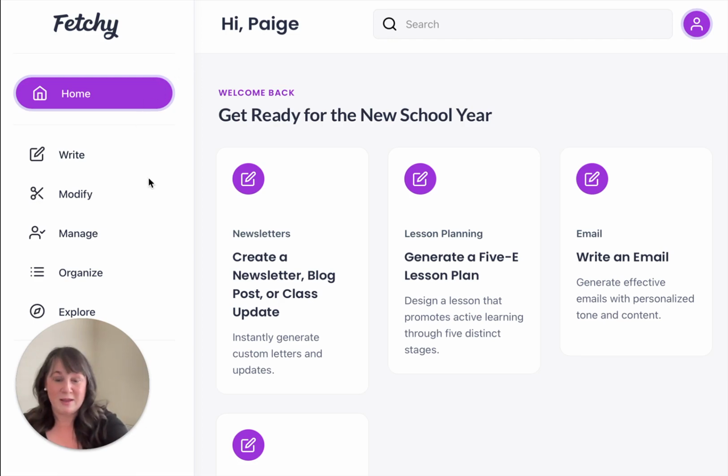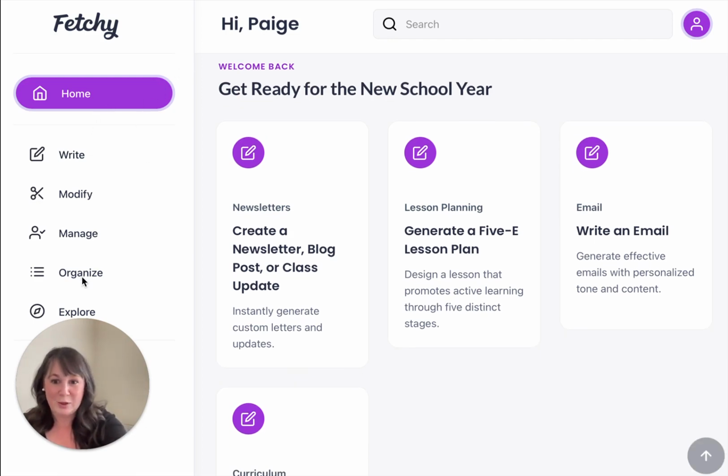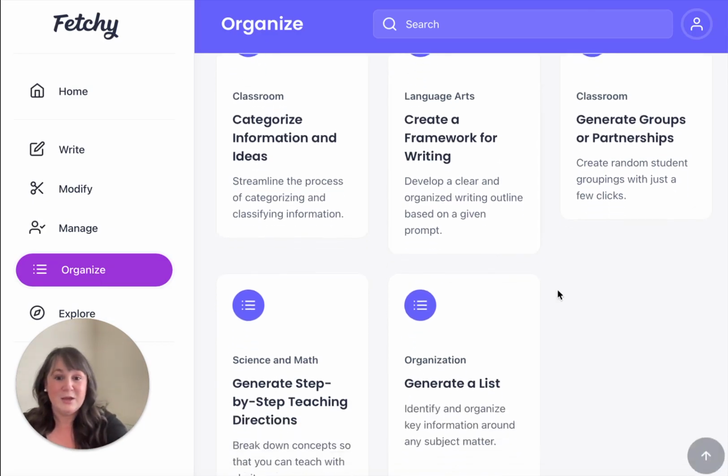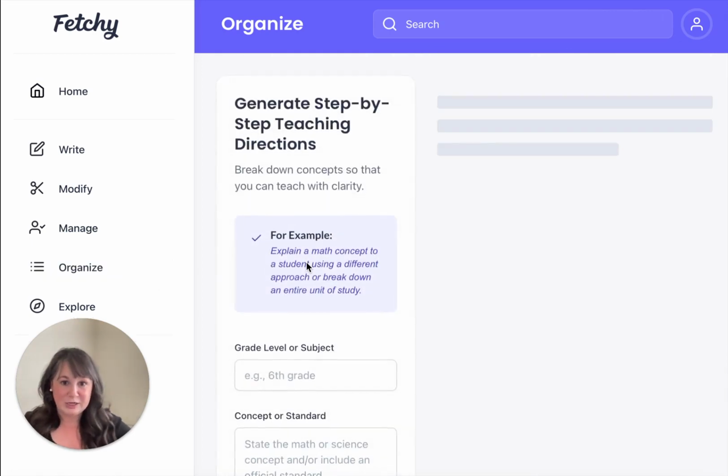So I'm on the inner workings of Fetchy, and I'm going to go ahead and go to organize. That's one of my favorite categories. There are some really powerful tools in organize. So let's start with generate step-by-step teaching directions.